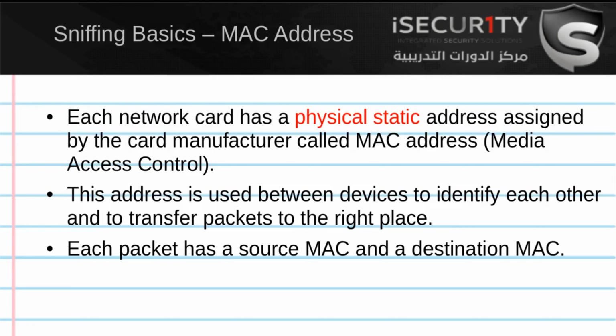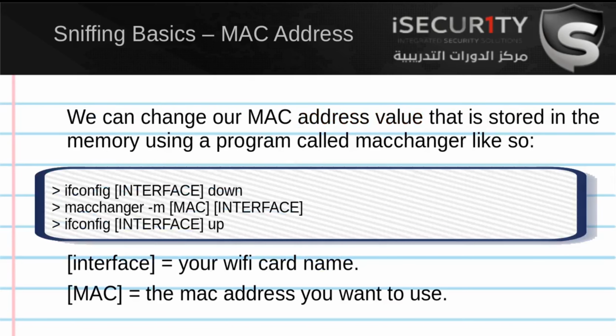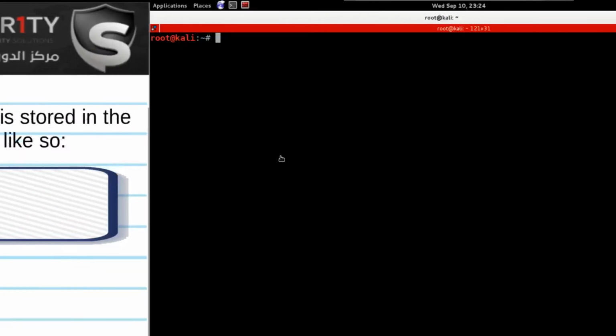As I said, it's physical and static, so the only way to change the MAC address is to change it in the RAM. So it will only be changed for this session. Once you restart your device, you have to change it again. To do this, it's very simple. We're going to use a tool called MAC Changer. So let's see how we do that.